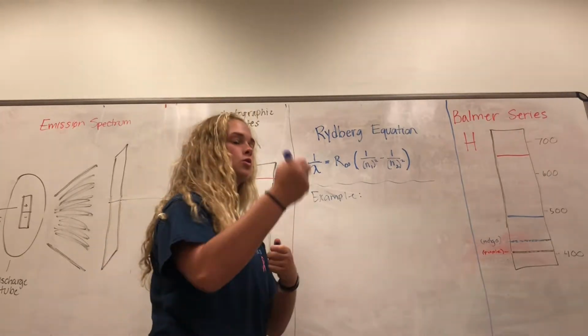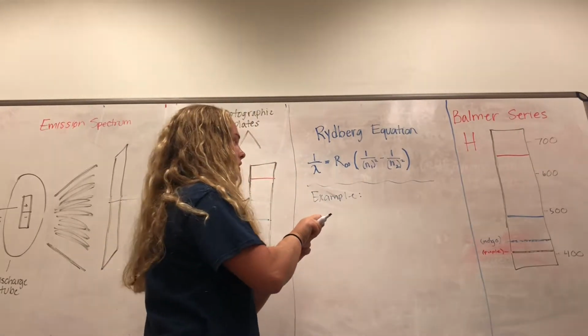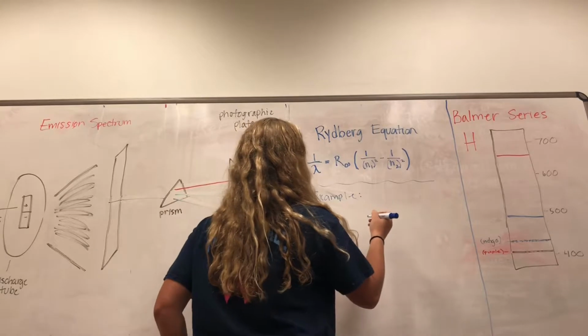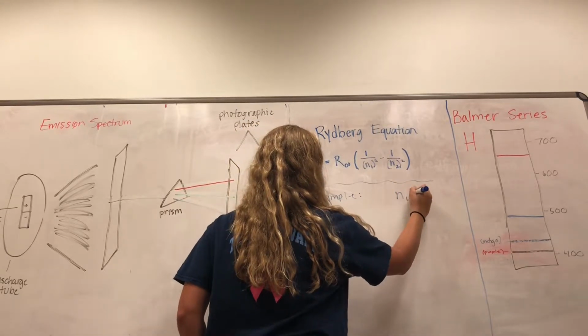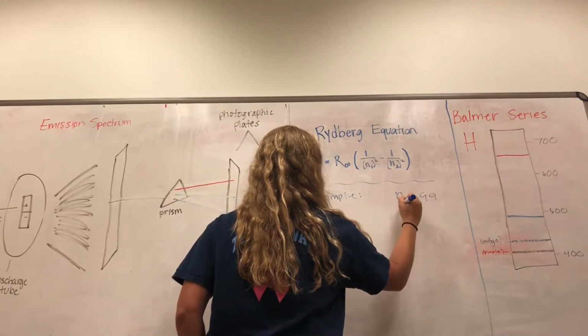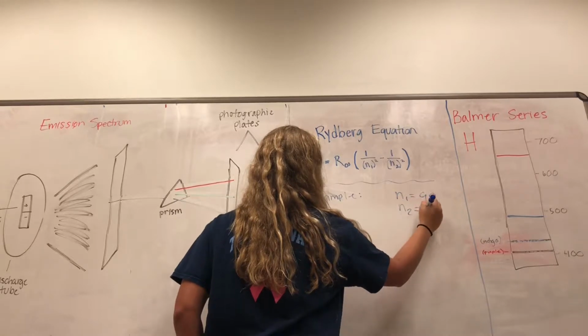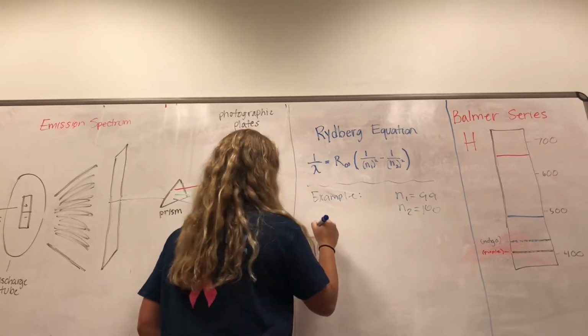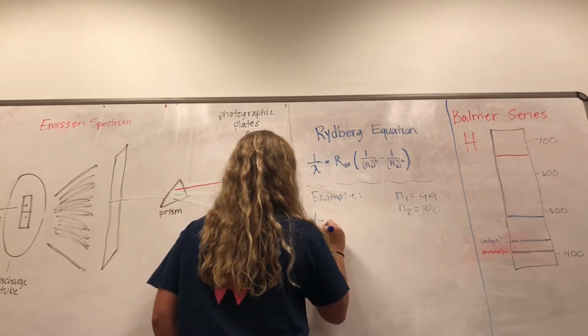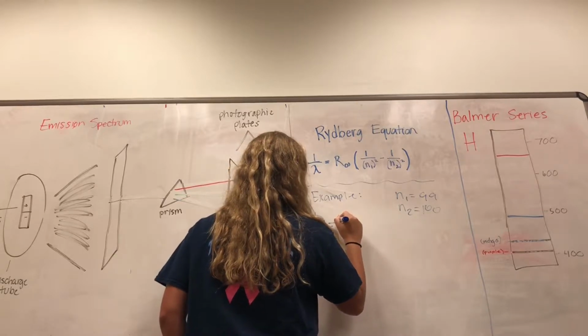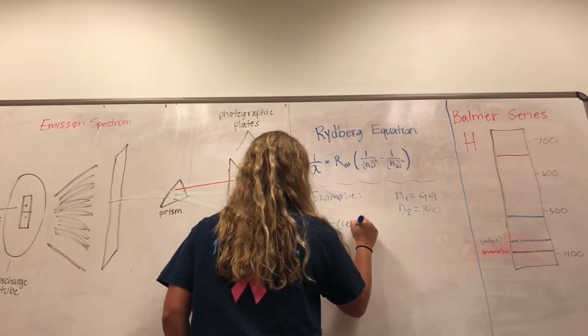Grace, what two n values should I use? Maybe 99 and 100. Okay, so n1 will be 99 and n2 will be 100? Yep. Okay, so let's solve. 10 to the 7th, which is the constant.